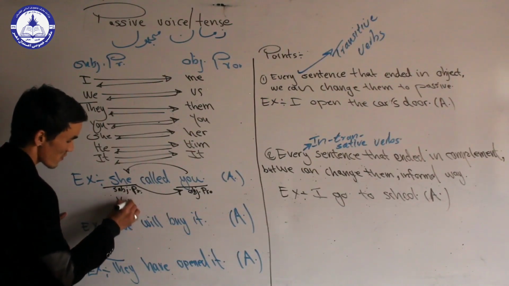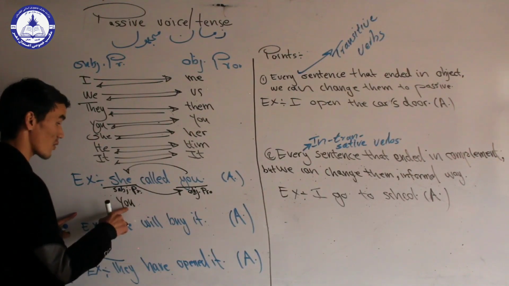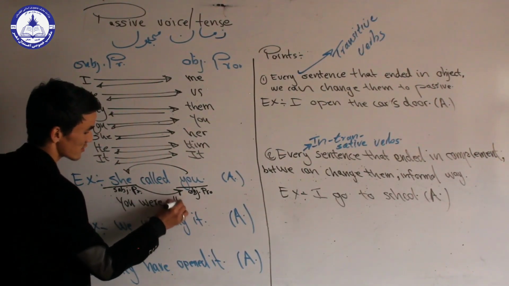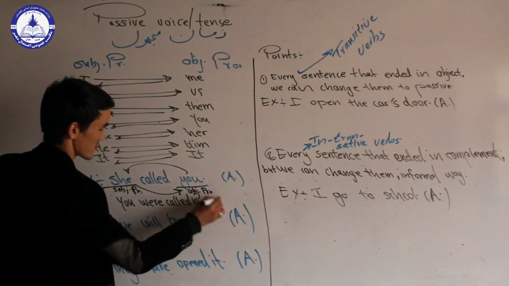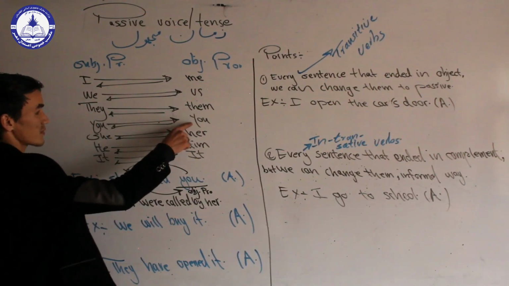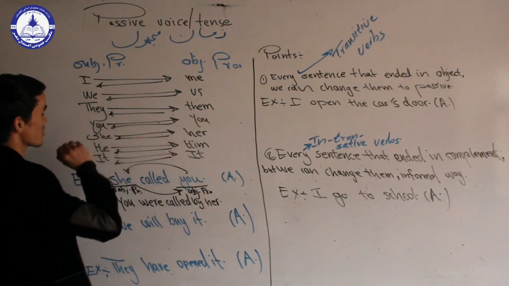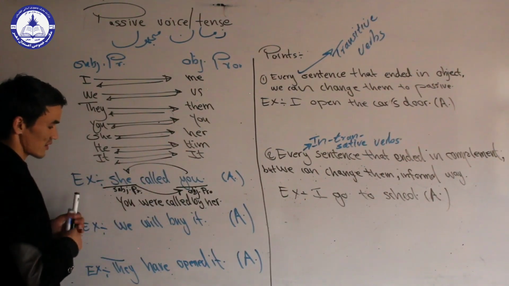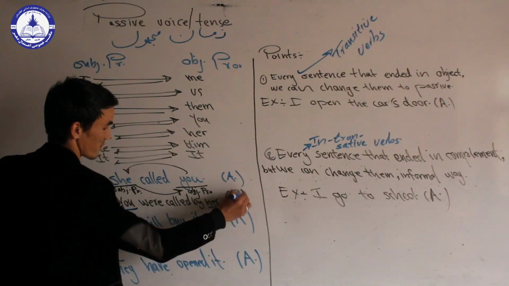So it is simple past tense. You should use was or were. You were called by her. So see, "you" in here: the subject pronoun and object pronoun are the same. But "she" is changed to "her". Why? "She" is a subject pronoun, and it was changed to an object pronoun. So it is the changing, and it is passive form too.